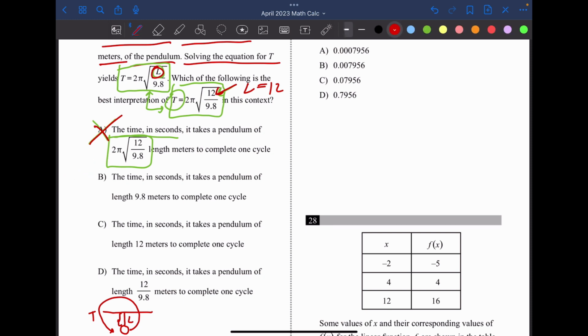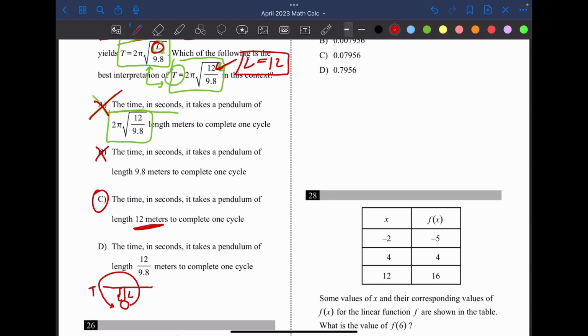Okay. Part B, it says the time t it takes a pendulum of length 9.8 meters to complete one cycle. This is once again wrong because 9.8 is at the bottom. It's not the length of 12 that we are looking for. So this is wrong. Part C, it says the time t in seconds it takes a pendulum of length 12 meters to complete one cycle. So this must be correct because we already know that the length of the pendulum is 12.